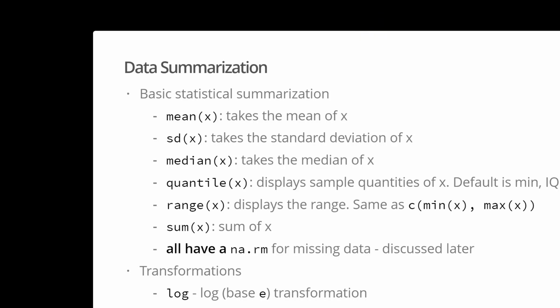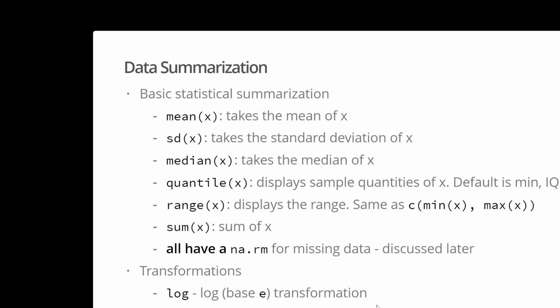All of these have this na.rm, which is how do I deal with missing data, which will be discussed later. If you do have missing data, you would say na.rm equals TRUE, to remove any missing data before calculating the means or sums or standard deviations.